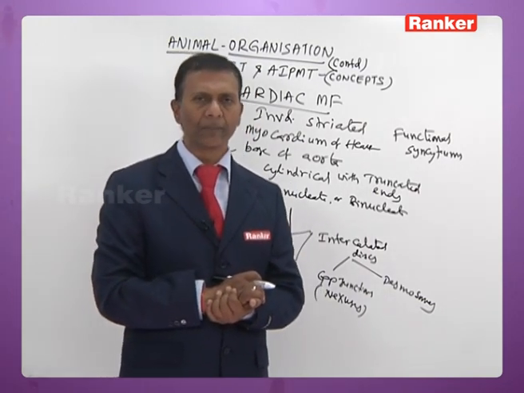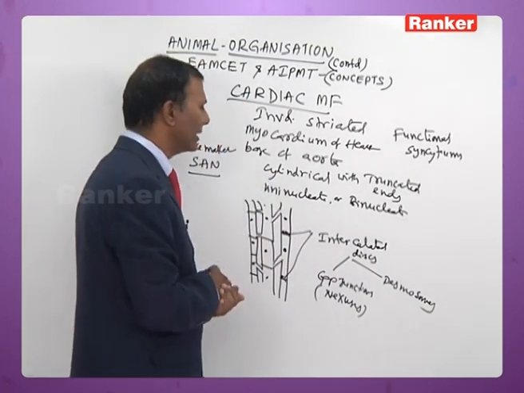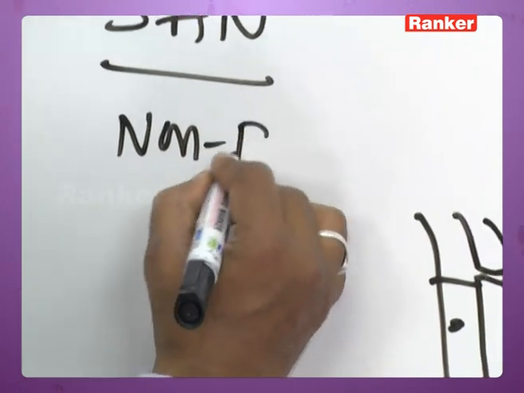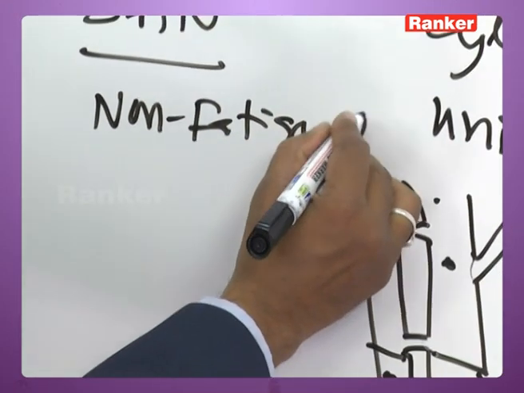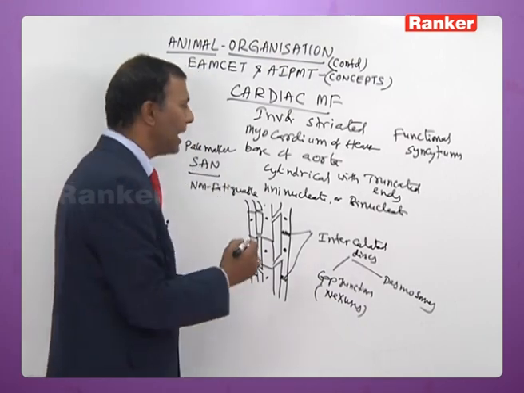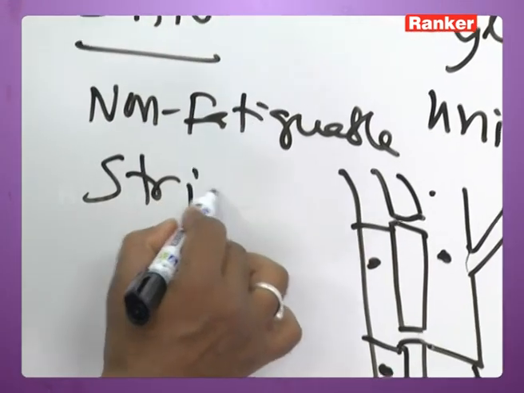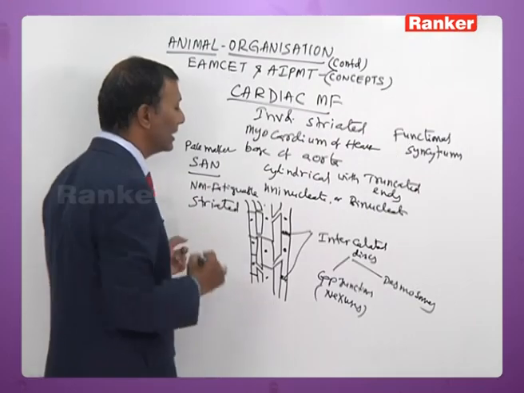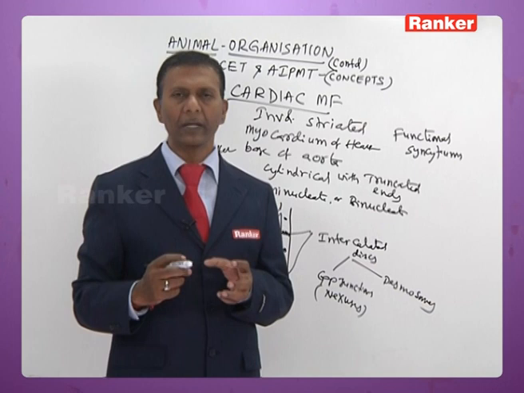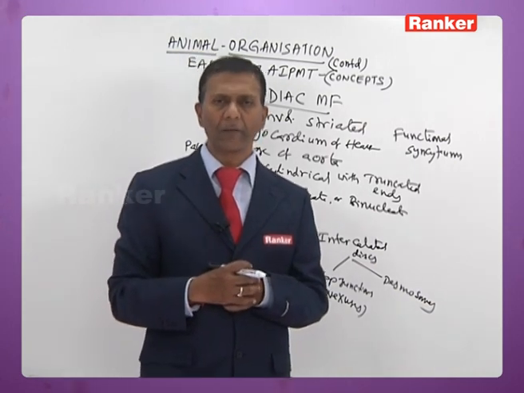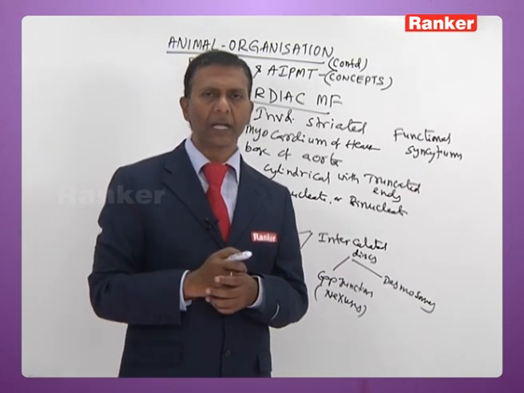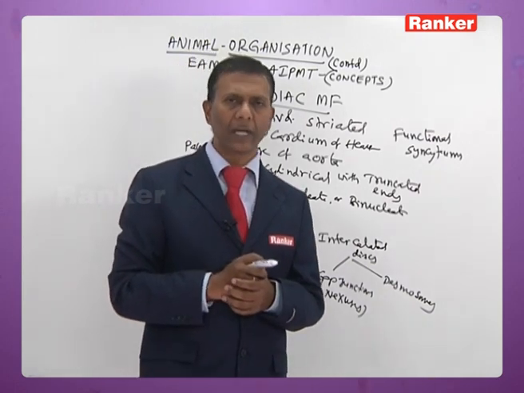Like smooth muscle fibers, the cardiac muscle fibers are also non-fatigable. They are also striated, like skeletal muscle fibers. That is, even in cardiac muscle fiber, thick filaments are confined to the A band, and thin filaments or actin filaments are confined to the I band. Because of that, the muscle fibers appear striated.